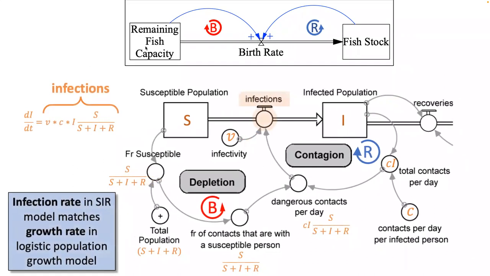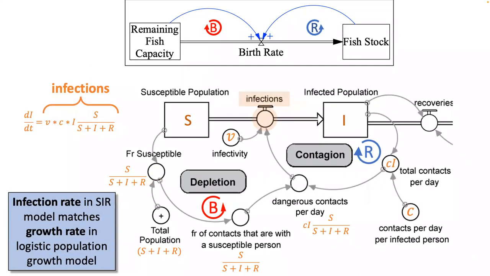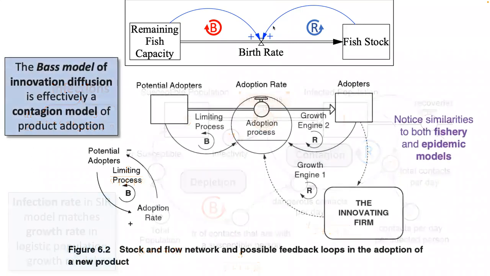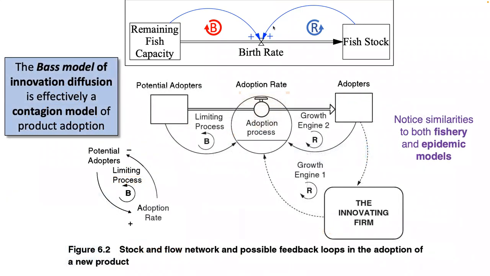Okay, and this is kind of written out a little bit more here. Infectivity is this V, contacts per day is this C times I, and then this is our number of susceptibles over total population. So again, the flow in the SIR model matches this here. As we get used to seeing these things, we'll see them over and over again. And so that gets us to the chapter.